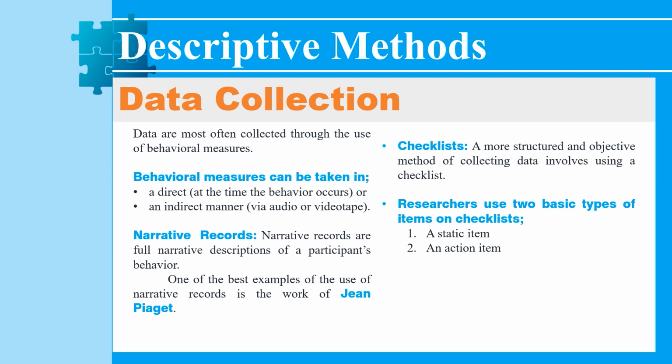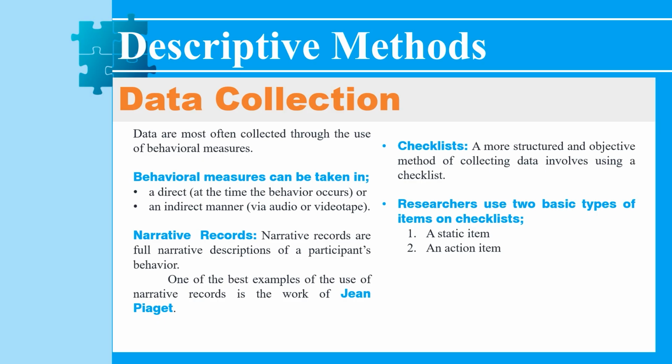About the checklist: a more structured and objective method of collecting data involves using a checklist. Checklists enable researchers to focus on a limited number of specific behaviors. A checklist here refers to a tally list on which the researcher records attributes of the participants and whether particular behaviors were observed.